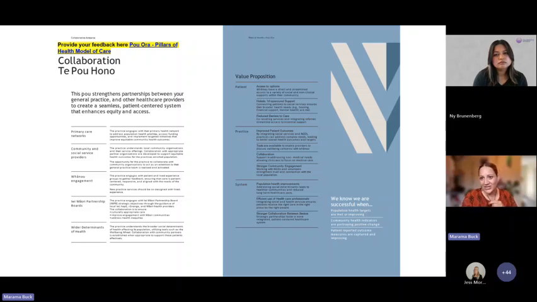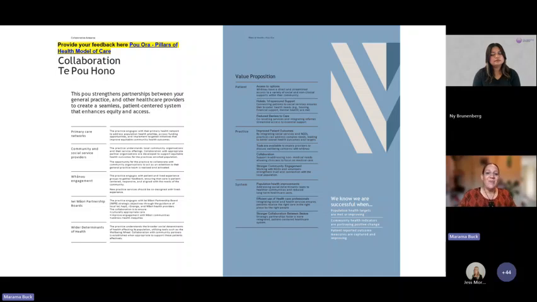So we've got wider determinants of health at the bottom there. So that could be engaging with your local Oranga Tamariki, WINZ, MSD, my apologies, all of those NGOs. Whānau engagement, so how are you collaborating with the whānau and the population you serve? Community and social service providers, and then other primary care networks. So that is your PHO. That is other practices that you could collaborate with to extend hours, at different practices, but for your same community.